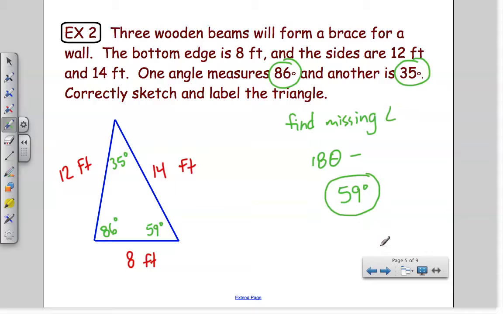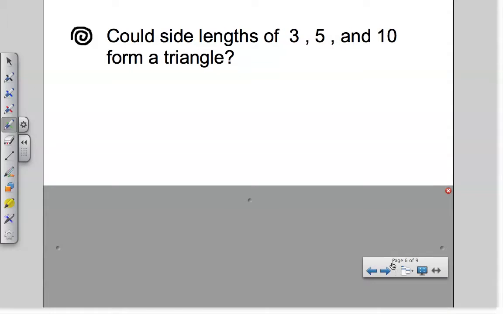So first we're using this fact that the longest side and biggest angle are opposite, and shortest side and smallest angle are also opposite in a triangle. And we're looking at something else today too, whether 3 lengths can even form a triangle. Could side lengths of 3, 5, and 10 form a triangle? Look specifically at these numbers, 3, 5, and 10.